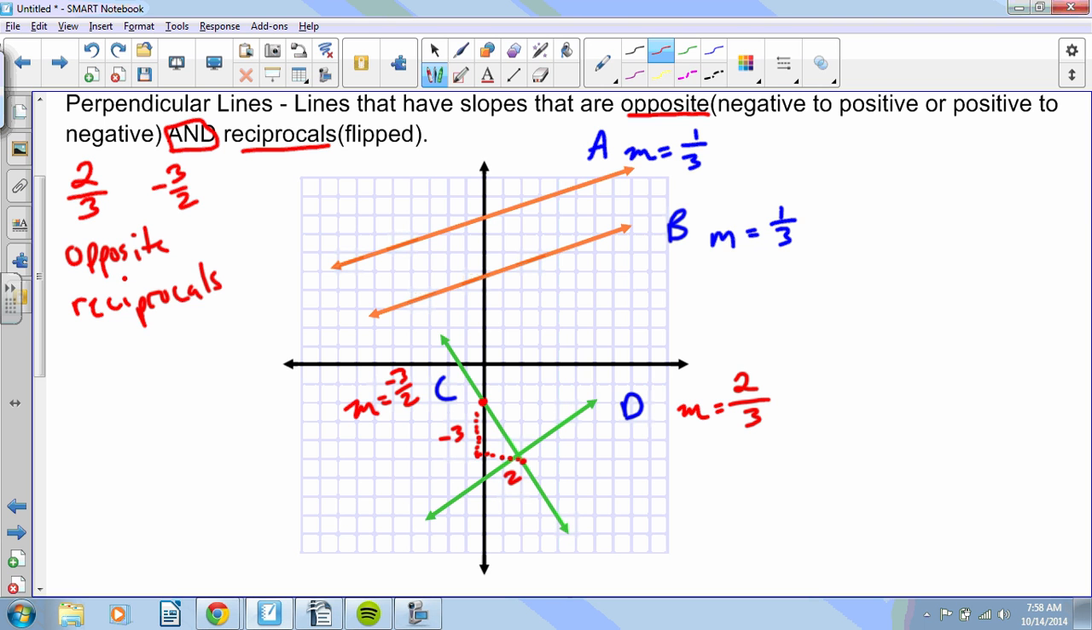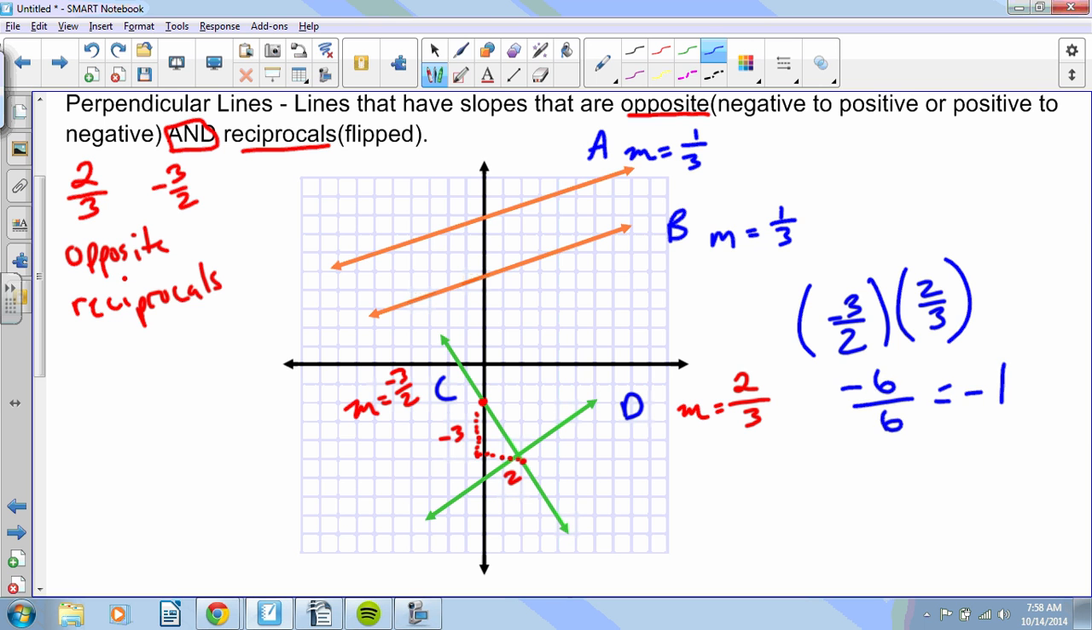Now, how can I tell whether or not things are opposite reciprocals? Well, if I took their slopes, I can check this out. If I did -3/2 times 2/3, that's -6 over +6, which is -1. Opposite reciprocals will always have the product -1. So that's a quick check to make sure I'm using the correct slopes when you see the word perpendicular. And that'll help us as we move forward.